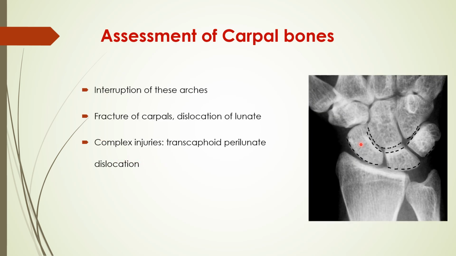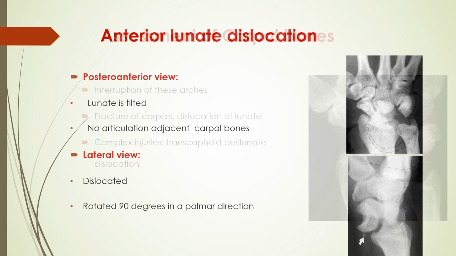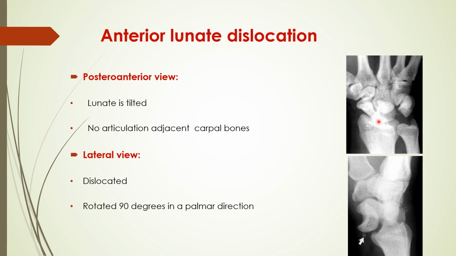Any interruption of these arches could be secondary to a fracture of a carpal bone, dislocation of any bone, or complex injuries like in this case. You see, the lunate is tilted and not articulating with any of the carpal bones. The lateral view will show a dislocated lunate, rotated 90 degrees in a palmar direction.